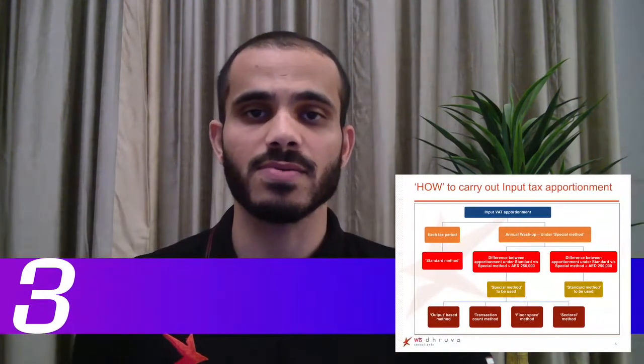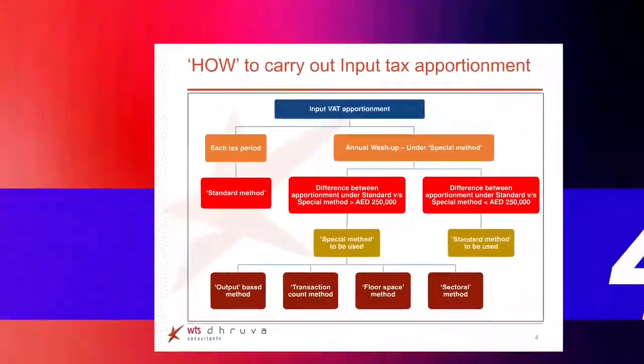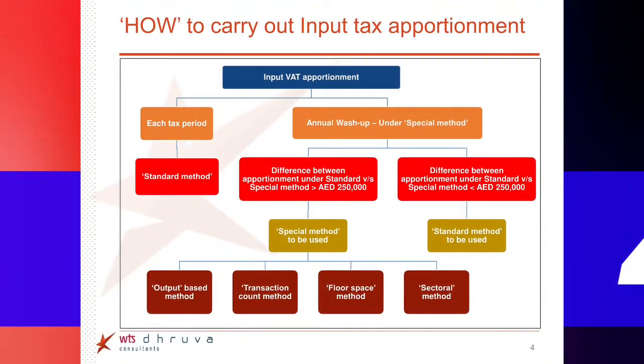And how are we required to undertake input tax apportionment? As a default rule, a standard method of apportionment should be used for undertaking input tax apportionment for each tax period. Additionally, businesses are also required to carry out annual washout, which reflects the actual use of inputs and input services. And for this purpose, four special apportionment methods have been recommended, especially for cases where the input tax recoverability under the standard method is not reflective of actual use of inputs and input services.